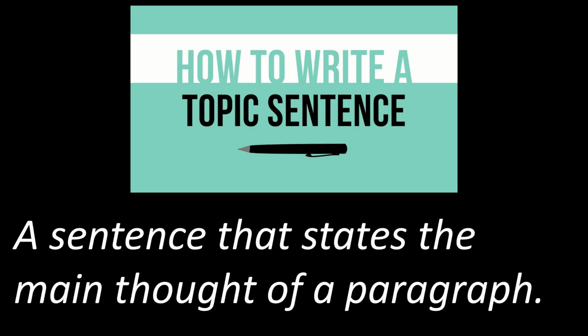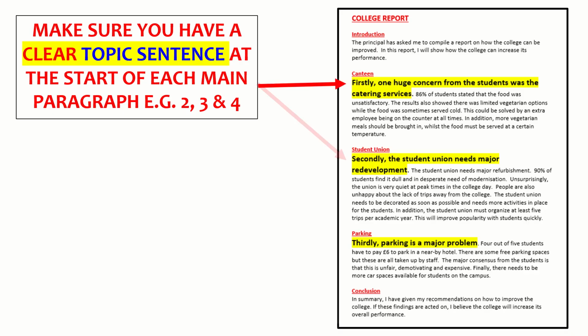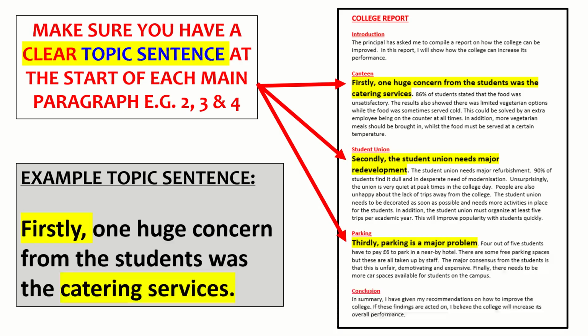Okay, so a topic sentence. A sentence that states the main thought of a paragraph. Obviously, it's the first sentence of the paragraph. So always make sure you have a clear and short topic sentence at the start of your main paragraphs 2, 3 and 4. I've enlarged them here to make it obvious to you. I've put, firstly, one huge concern from the students was the catering services. Secondly, the student union needs major redevelopment. Thirdly, parking is a major problem. This is really important that you do this.